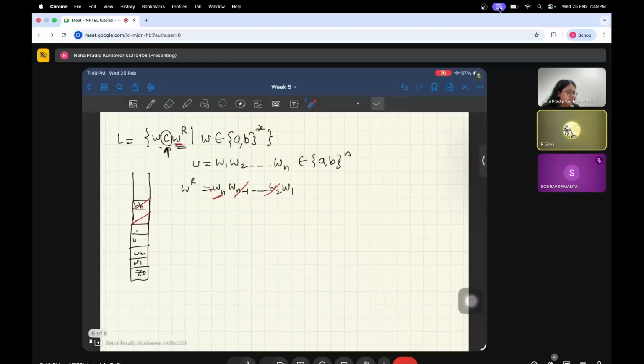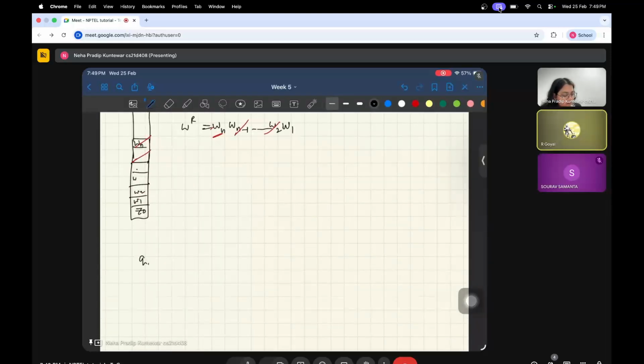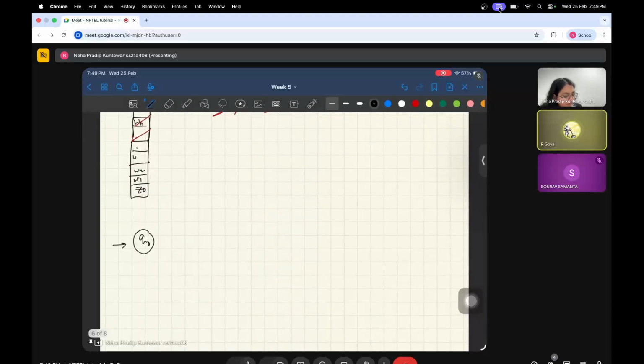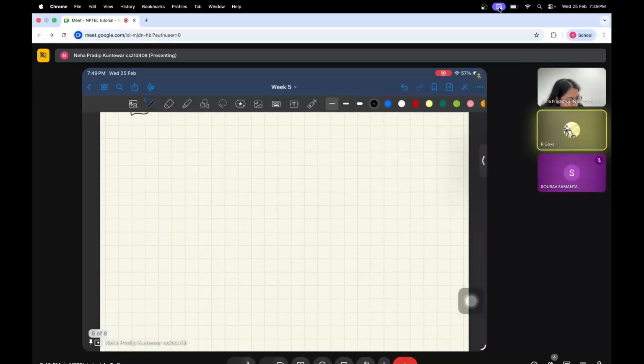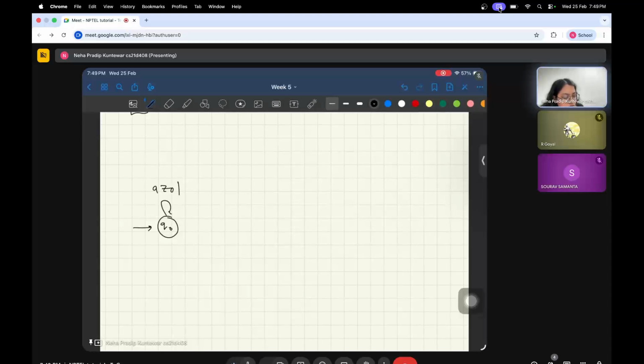The w c w reverse language, which he mentioned. If we start from the initial state and read a comma Z naught, then I push a. A comma Z naught, then we push it. If you see b comma Z naught, then you push it.